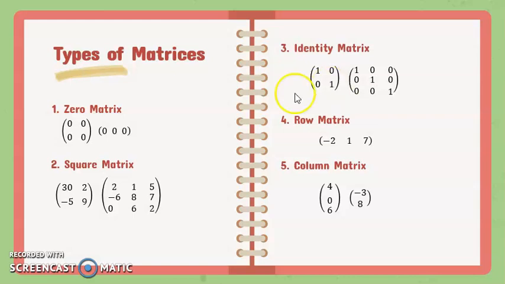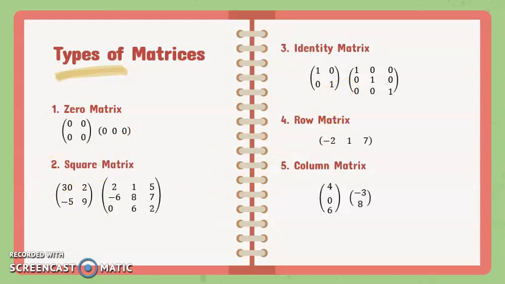Alright, the next one is the row matrix. Row matrix means that it only has one row but a different number of columns. And a column matrix is when you only have one column but a different number of rows. Alright, so those are the 5 types of matrices.